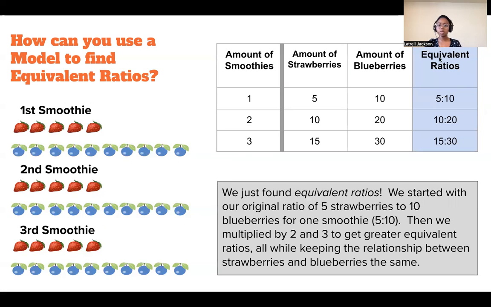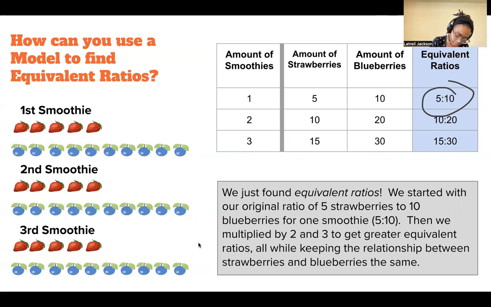All right, so now we have, I just want to move this over here. So what we have done is just found equivalent ratios in our table. We started out with our original ratio of 5 strawberries to 10 blueberries for 1 smoothie, which is a ratio of 5 to 10, as we can see here. And then we multiplied by 2 and 3 to get greater equivalent ratios.